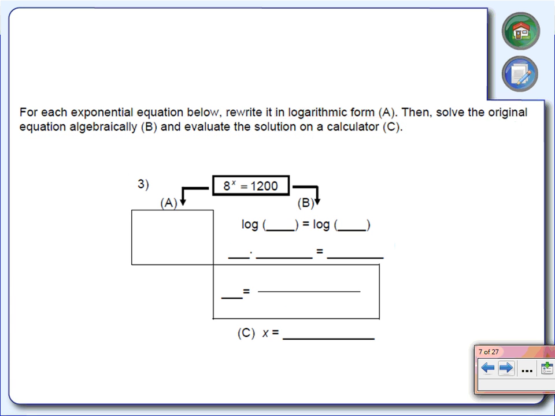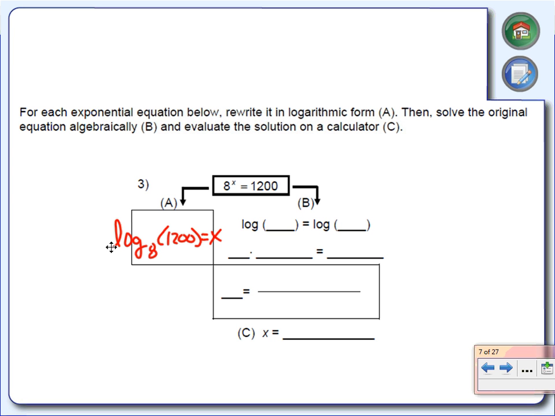All right, I'm going to do one more with you guys, and then I'm going to let you try one on your own. Number 3. Let's start by rewriting this. And if I rewrite it, that now becomes log base 8 of 1200 equals x. So I'm done with the first part. All I did was rewrite it. Now I'm going to solve for x.